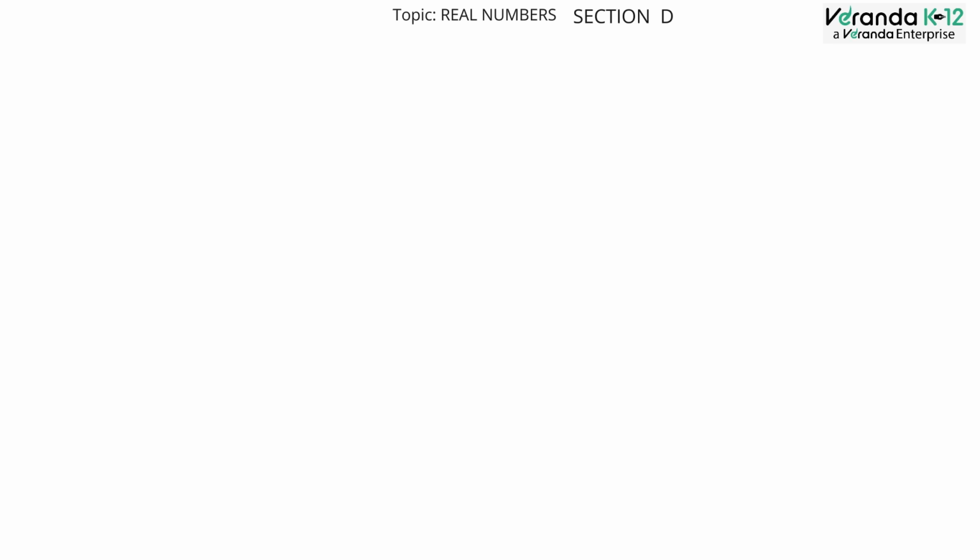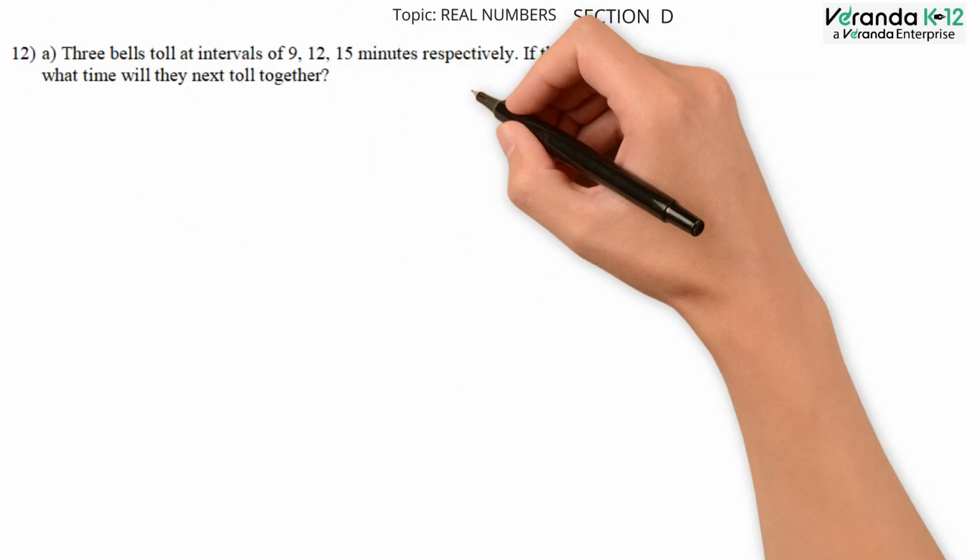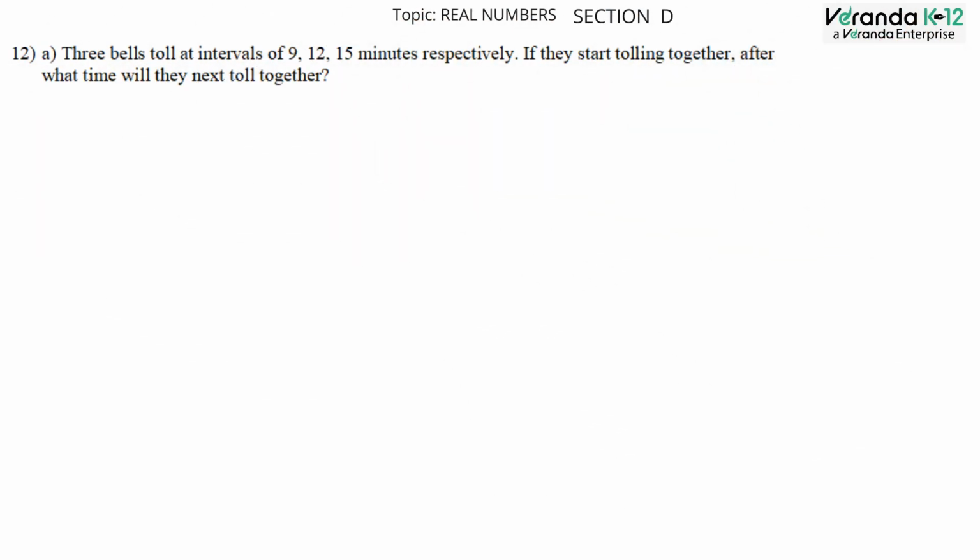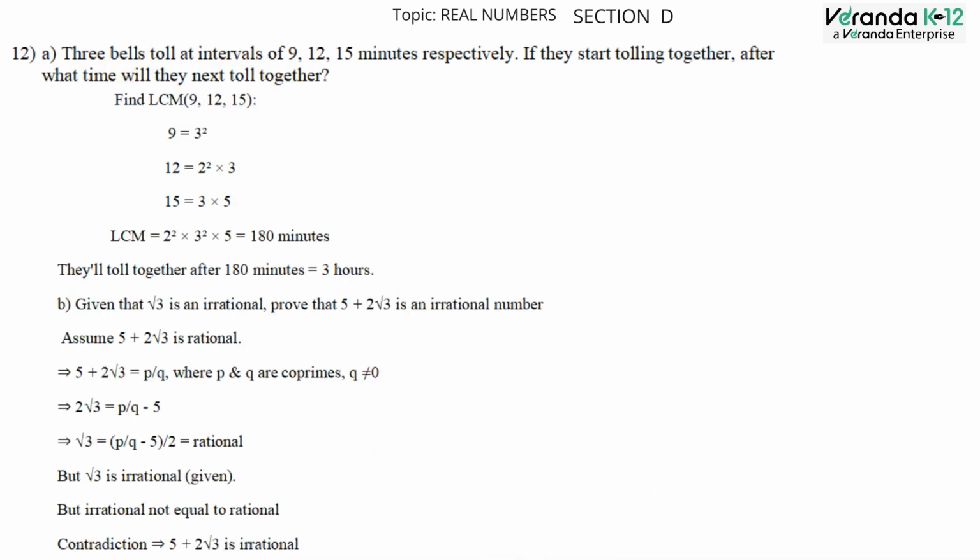Section D, question number 12, part A. 3 bells toll at intervals of 9, 12 and 15 minutes respectively. If they start tolling together, after what time will they next toll together? For this, we have to find the LCM. Find the LCM for 9, 12 and 15. We get the LCM as 180, that is 180 minutes, and the minutes are converted into hours, which is 3 hours. So they will toll together after 3 hours.